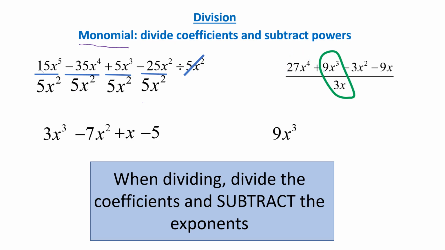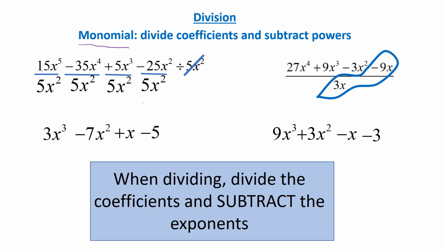Then you're going to look at the next two. 9x to the 3rd divided by 3x. Well, 9 divided by 3 is 3. X to the 3rd divided by x is x squared. So you're going to have plus 3x squared. Then you're going to look at the next two. Negative 3 divided by 3 is negative 1. X squared divided by x will just be simply x to the 1, or x. And if I'm looking at the last two, negative 9 divided by 3 is negative 3, and my x's will cancel out.